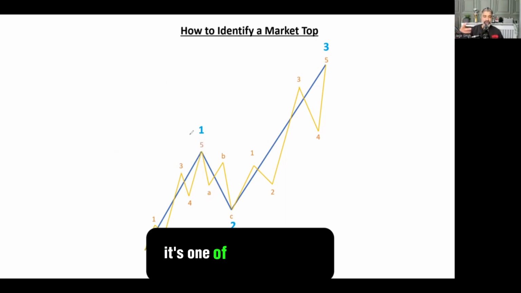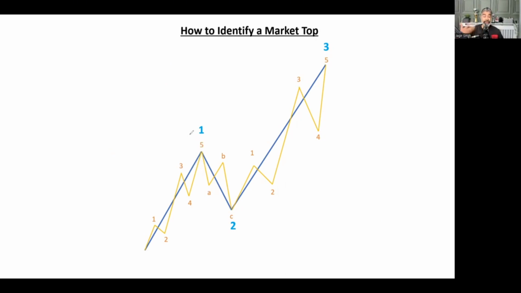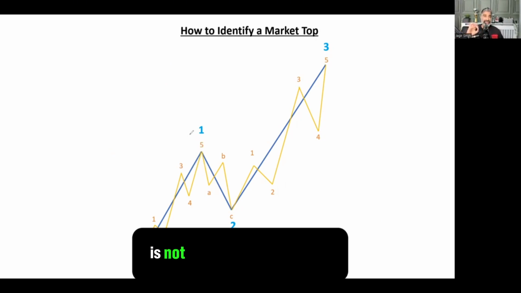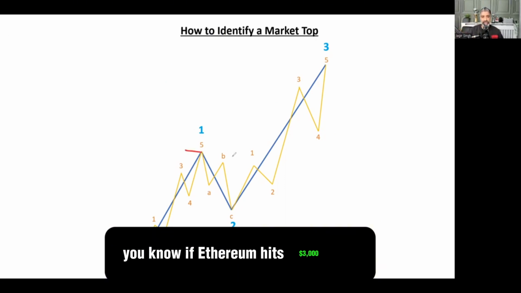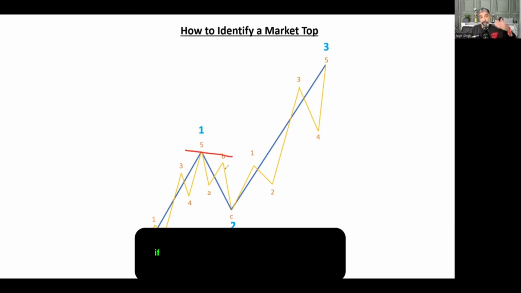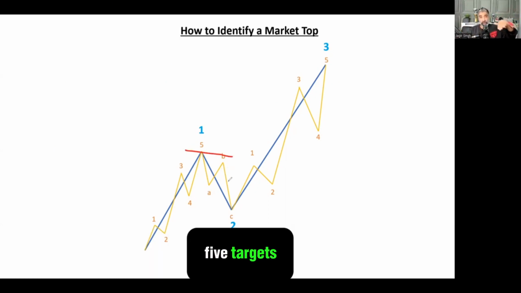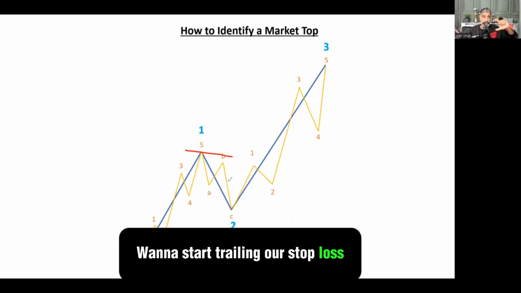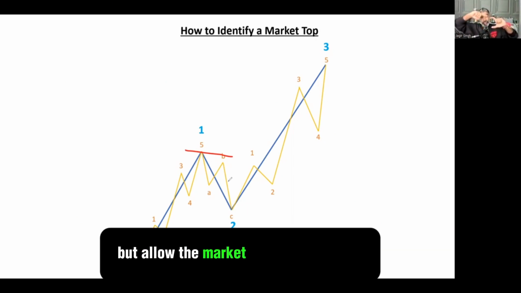It's one of the strategies that we use, is not to exit at a physical point. So we don't say, if Ethereum hits $3,000, exit. What we do is we say, if it's hitting our typical wave 5 targets, we want to start trailing our stop loss, but allow the market to stop us out.